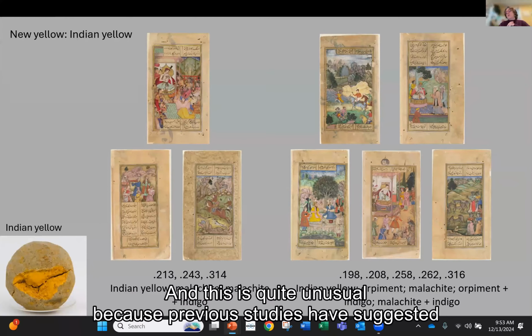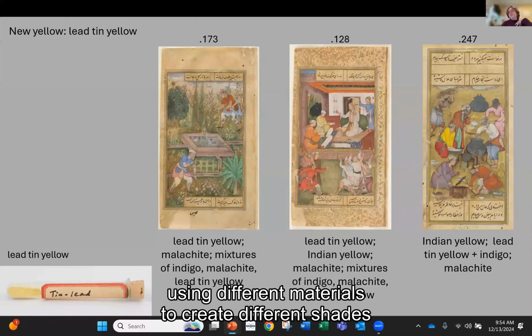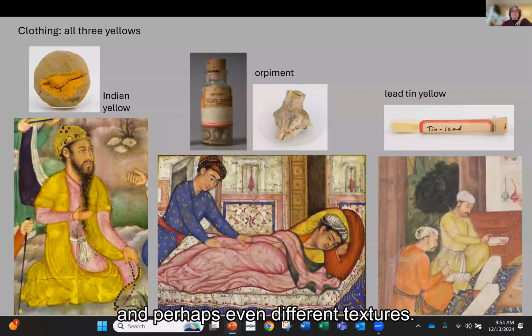3 of them had this lead tin yellow, this new lighter yellow. It's a much lighter shade. And in 2 instances, that was combined with Indian yellow. They were both present in the same manuscript. So there does seem to be a certain amount of experimentation within the Divan of Anbari, using different materials to create different shades and perhaps even different textures.